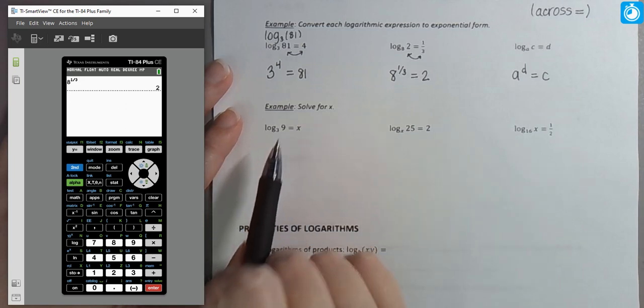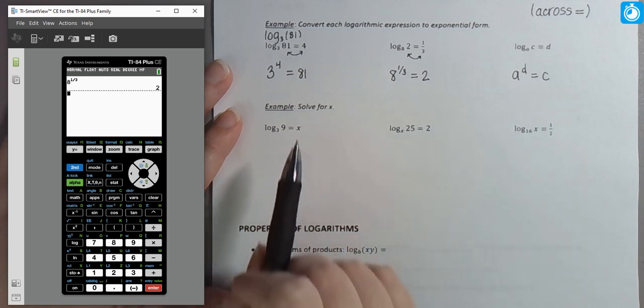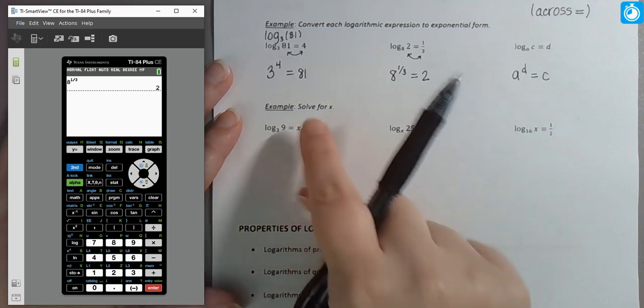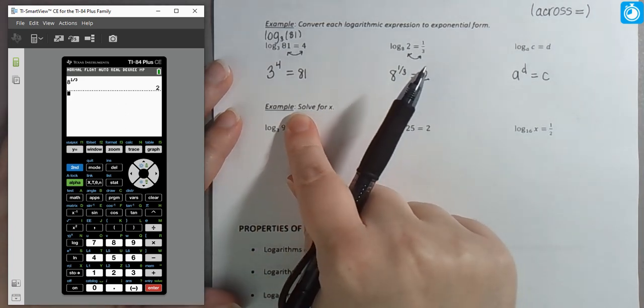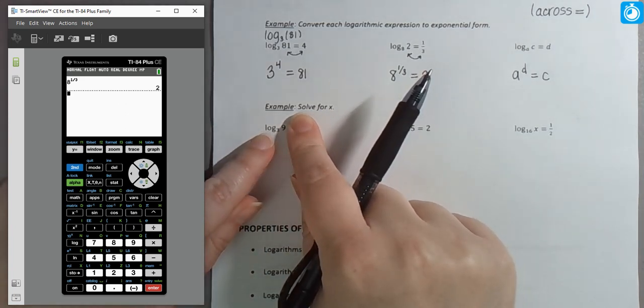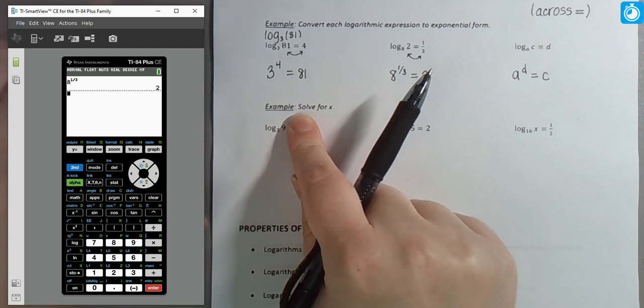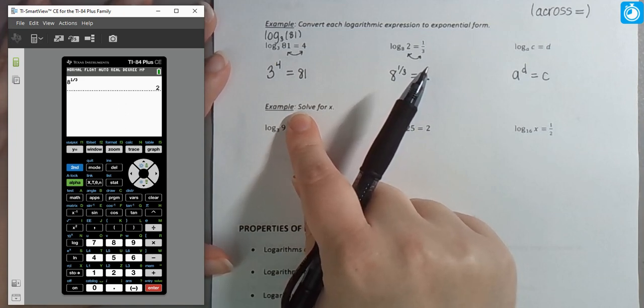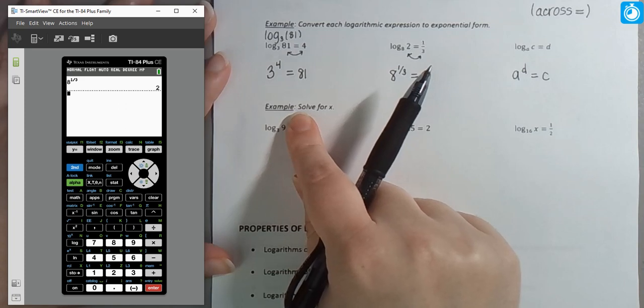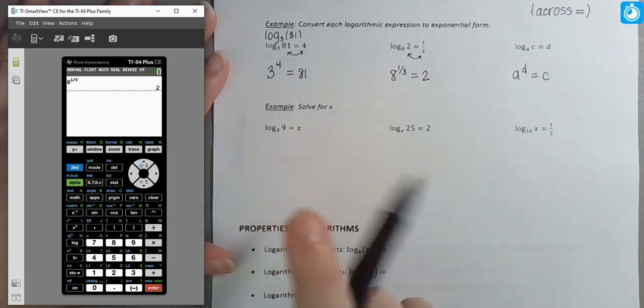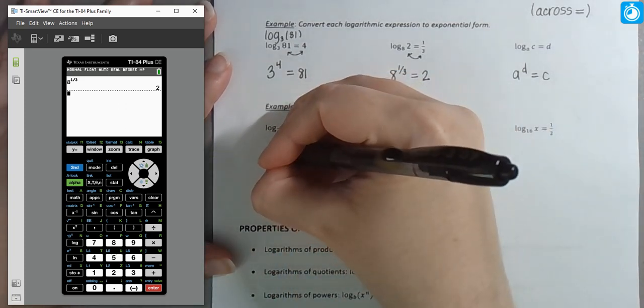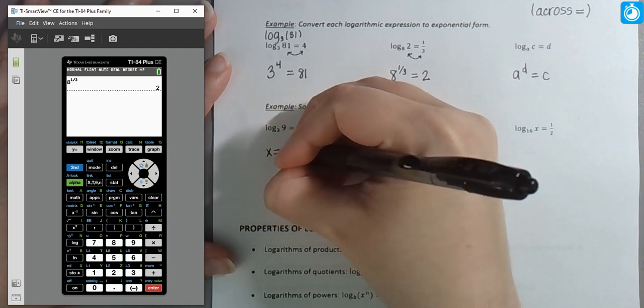So the log base 3 of 9 is equal to x. We want to know what is x. In other words, what is the log base 3 of 9? Well, again, think of this as asking a question. It's asking the question, 3, our base, to what power gives us 9? What power would we have to raise 3 to in order to get an output of 9? Whatever that value is, that's our value for x. So x is equal to what?